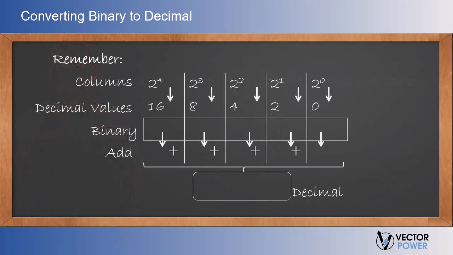Remember, when converting binary to decimal, take the binary number and place it into the appropriate columns for the two-base numbering system. Give each column its equivalent decimal value. For example, 2 to the power of 4 equals 16, 2 to the power of 3 equals 8, and so on. Each bit in the word with a 1 is then added to any other bit with a 1.